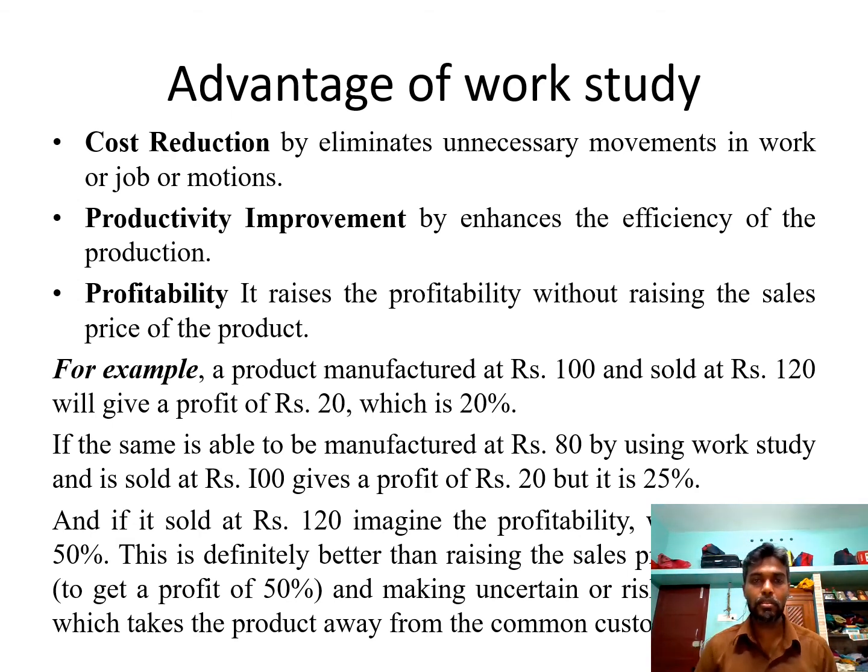If you are confused, you can go through this small example. A product is manufactured at rupees 100 and sold at rupees 120, which gives a profit of rupees 20. If you convert it into percentage, you gain 20% profit. If the same product can be manufactured at rupees 80 by using work study, by eliminating all those waste movements or saving materials, and it is sold at rupees 100, gaining the same profit of rupees 20, then when you convert it into percentage, the profit is 25 percent. So a 5% increment in profit is obtained due to work study.